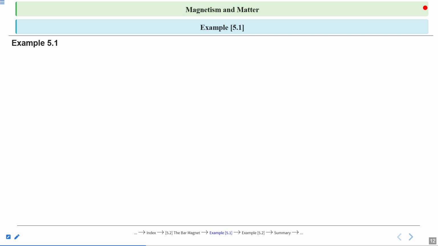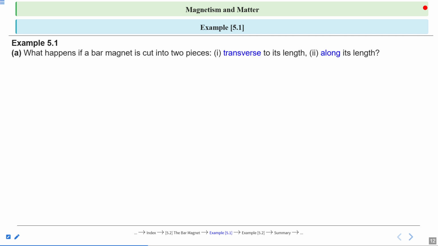So example 5.1. What happens if a bar magnet is cut into two pieces? First, transverse to its length, transverse means perpendicular to its length, from midway, and second, along its length. So what happens? These are the two cases. This is the A part of this example 5.1. There are 4 total parts, so we will do it part by part. So this is the A part. What happens? Let's see the solution.